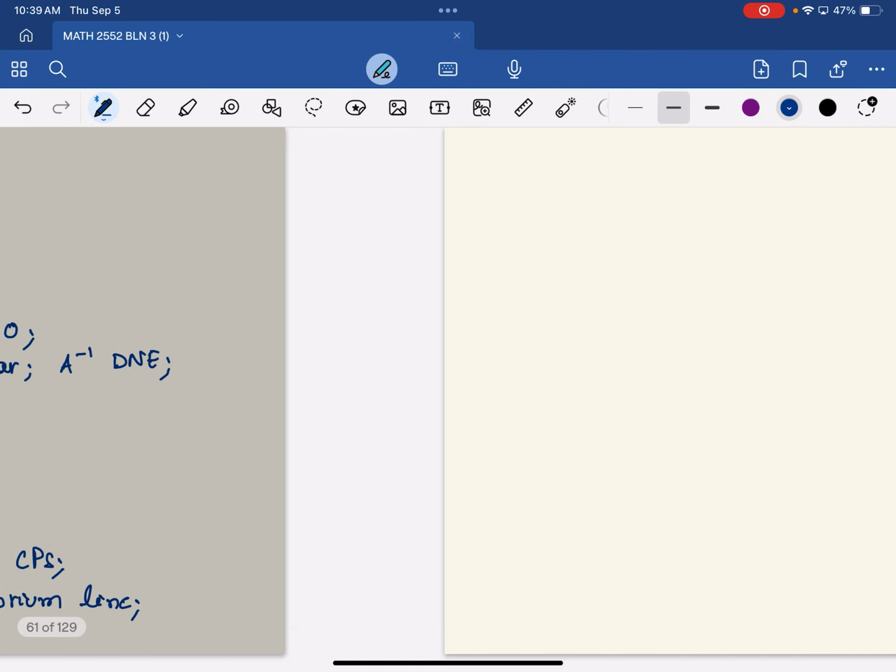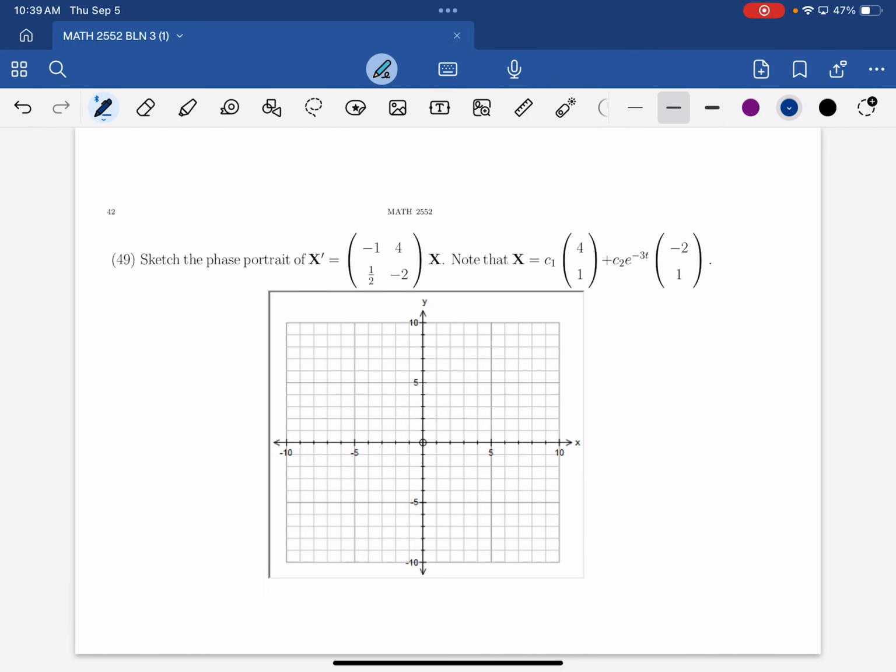Is it okay if I just say that when you find eigenvalues, the eigenvalues are 0 and -3, and the eigenvectors are going to be those? If I just skip every computation and get there, are you comfortable with that? Yes.